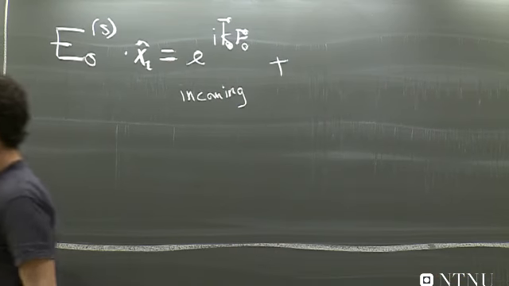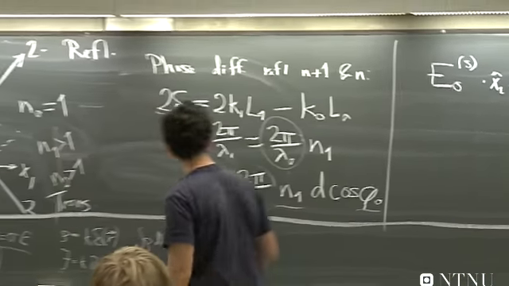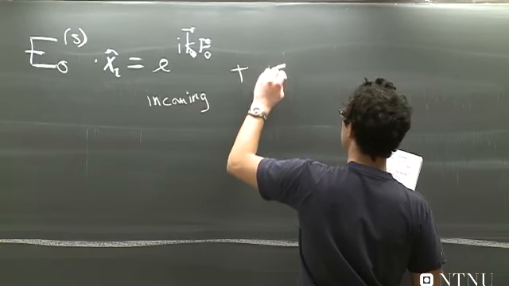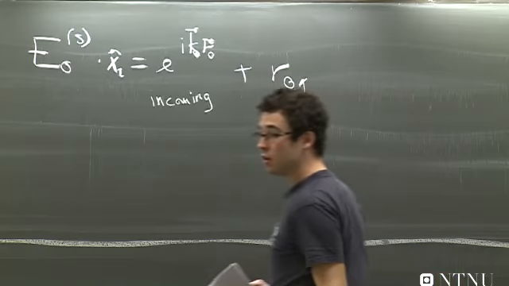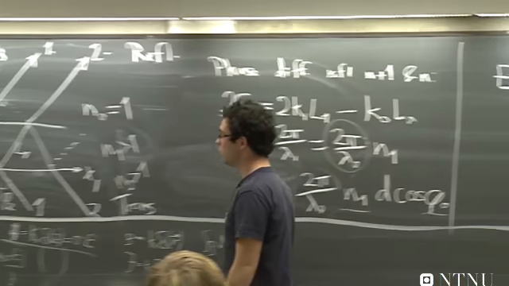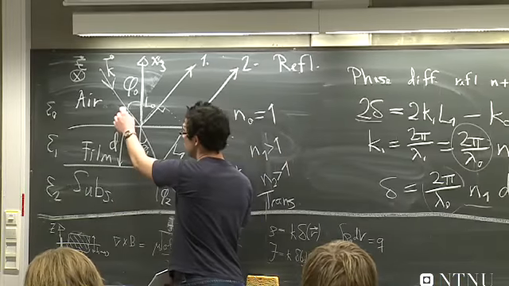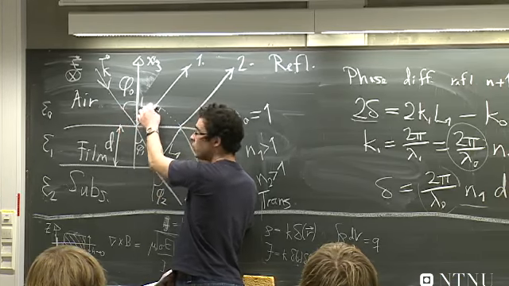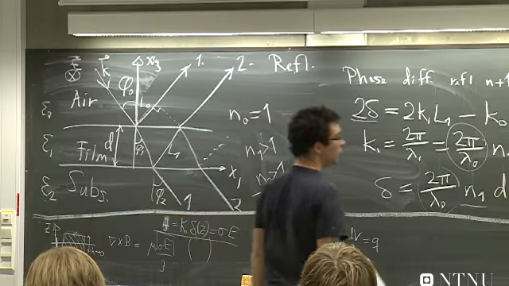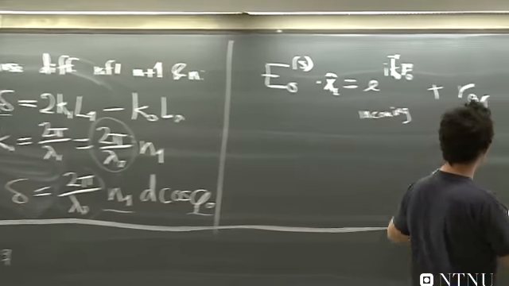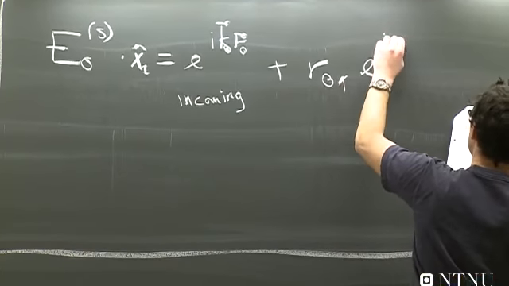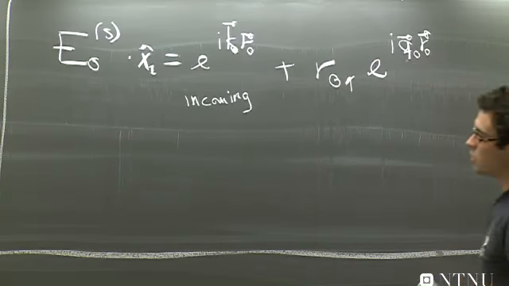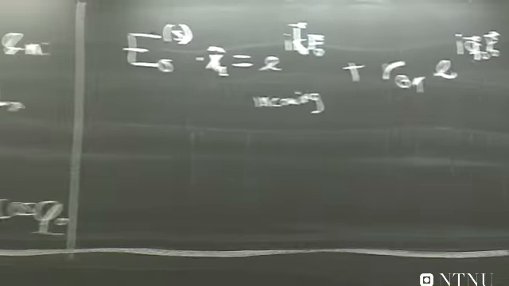Incoming light coming in at wave vector k. And then there's the first reflection, which is R01. That's the Fresnel reflection coefficient, which we found before by matching the boundary conditions. It's the Fresnel reflection coefficient coming from medium 0, going into medium 1, but being reflected back out into medium 0. So that's R01, and e to the i q0 r0.